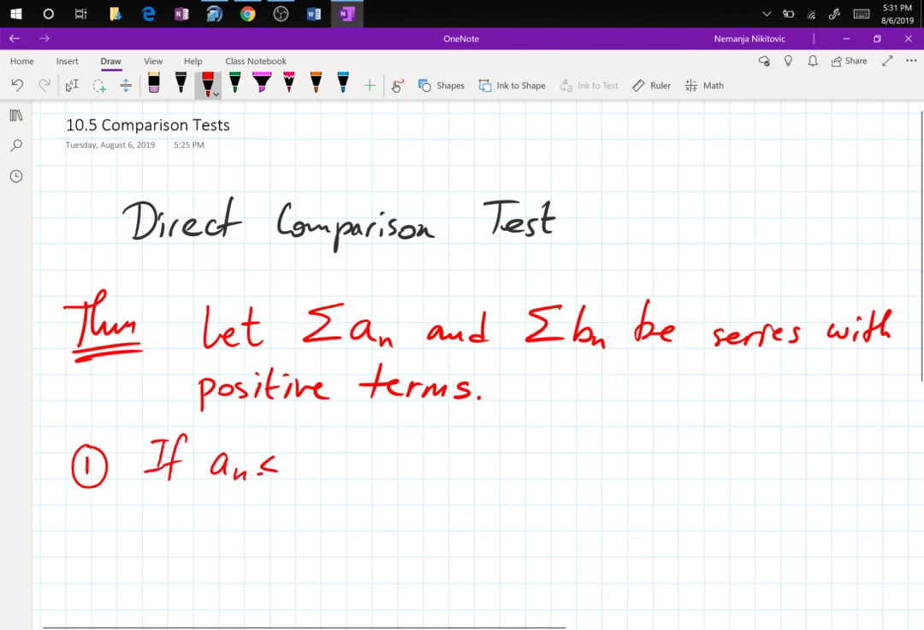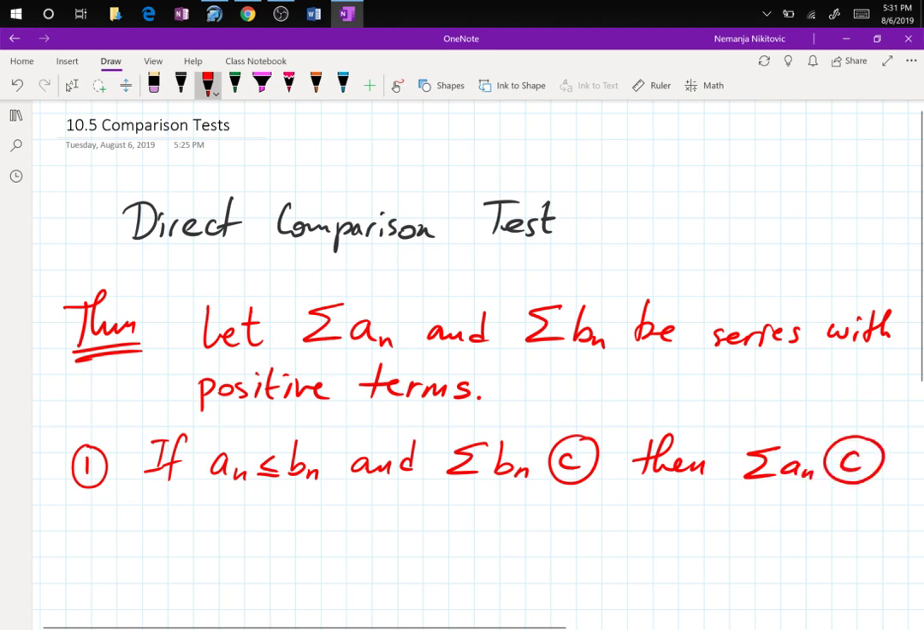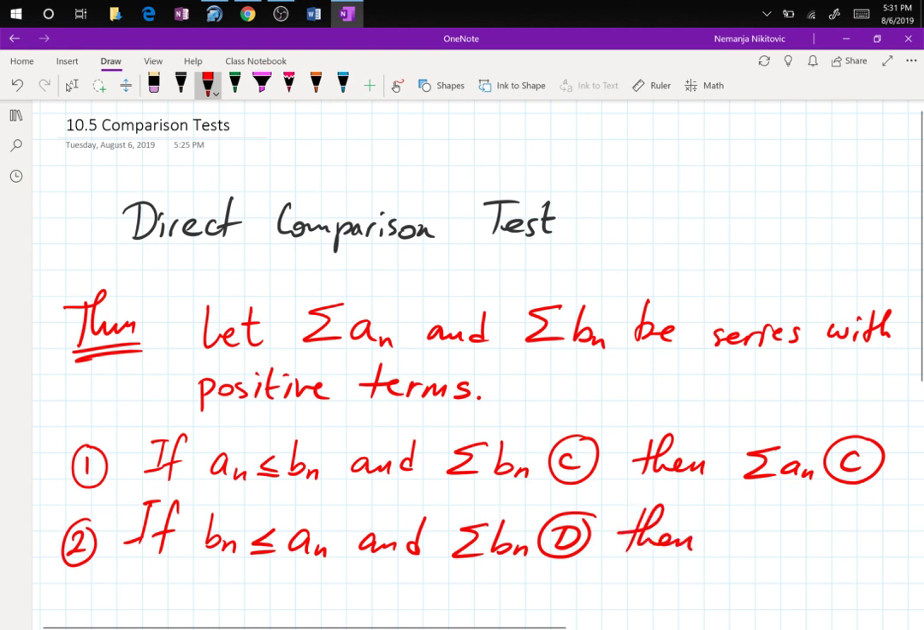If an is smaller or equal than bn, and summation bn converges, then summation an converges. And number two, if bn is smaller than an and summation bn diverges, then summation an diverges.